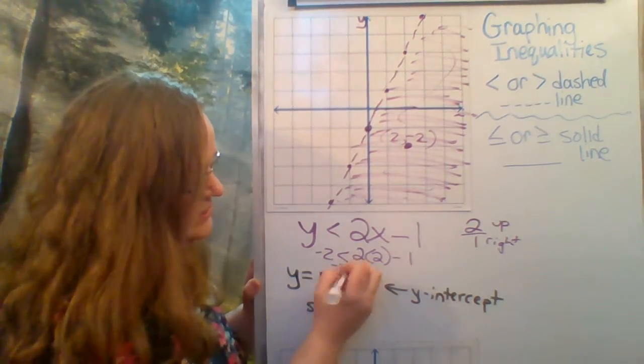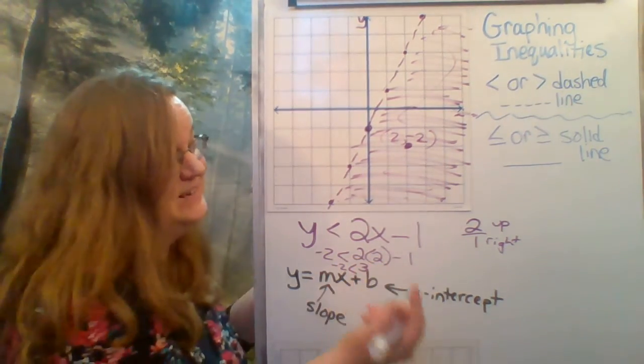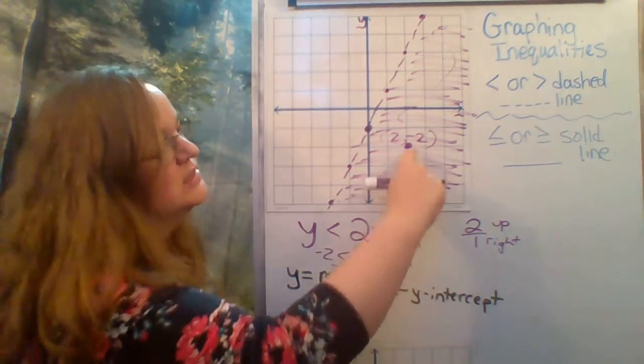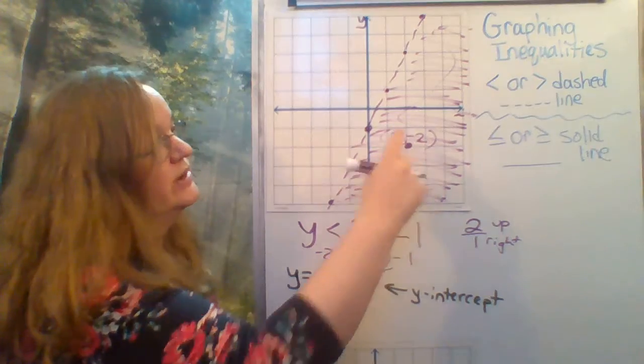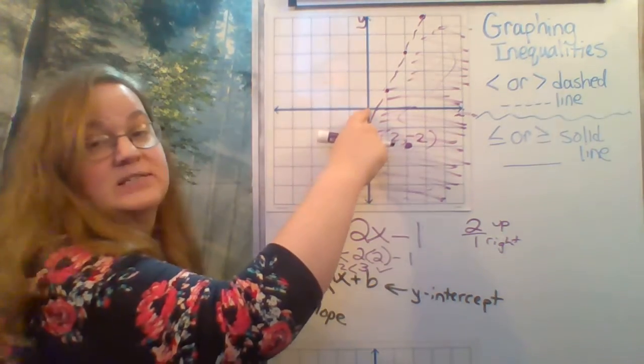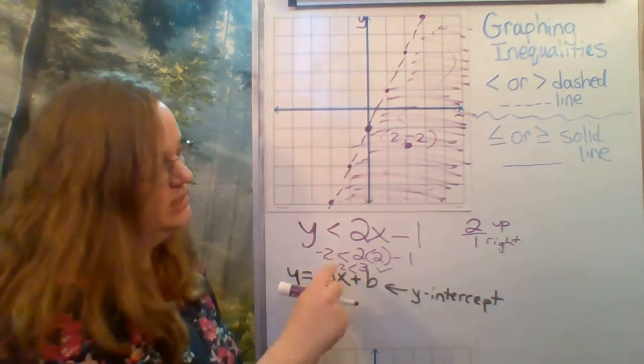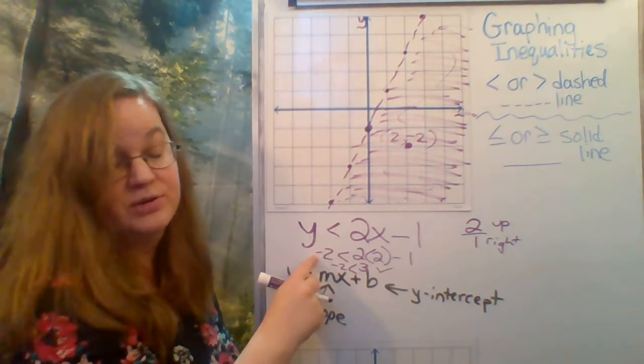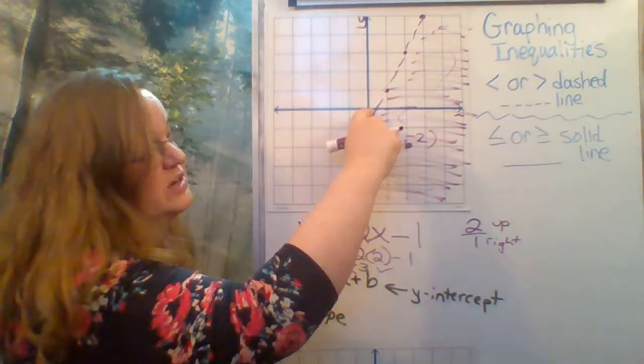Is that statement correct? Is -2 less than 3? Yes. So I know, since it checks out and it's true, that this is in the correctly shaded area. Let's say I pick something like 0 that's not in the shaded area. I shouldn't get something that's true. I should get something that's false because it's not a solution.